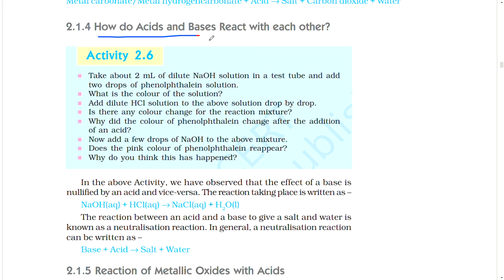How do acids and bases react with each other? Activity. Take about 2 ml of dilute NaOH solution in a test tube and add 2 drops of phenolphthalein solution. What is the color of the solution? Add dilute HCl solution to the above solution drop by drop. Is there any color change for the reaction mixture? Why did the color of phenolphthalein change after the addition of an acid? Now add a few drops of NaOH to the above mixture. Does the pink color of phenolphthalein reappear? Why do you think this has happened?